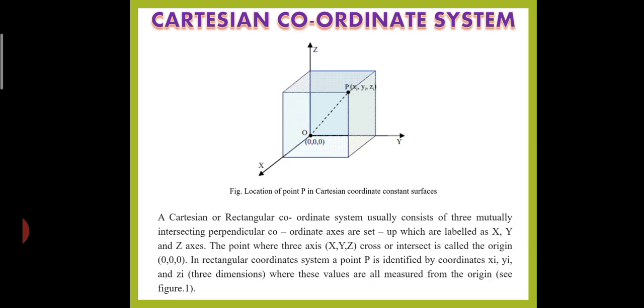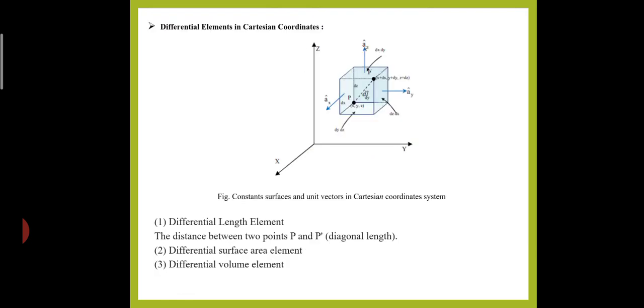Here the Cartesian or rectangular coordinate system usually consists of three mutually intersecting perpendicular coordinate axes which are labeled as x, y and z axes. Here is another figure showing differential elements in Cartesian coordinate systems, with all three dimensions, the x axis, y axis and z axis. This figure shows constant surfaces and unit vectors in Cartesian coordinate systems.